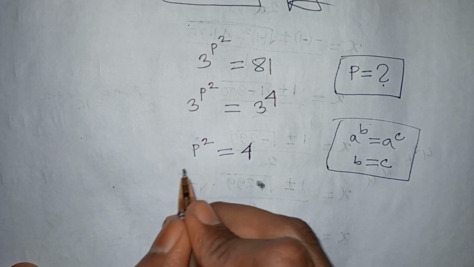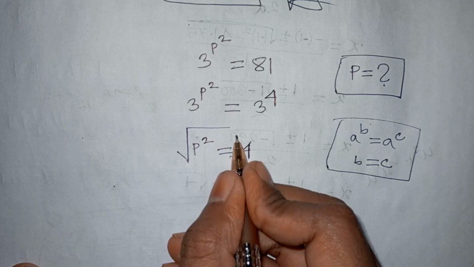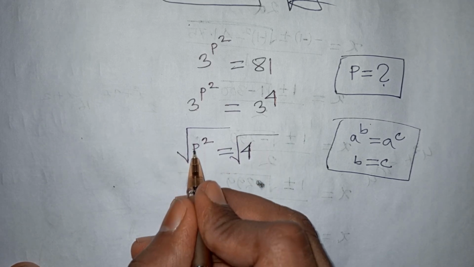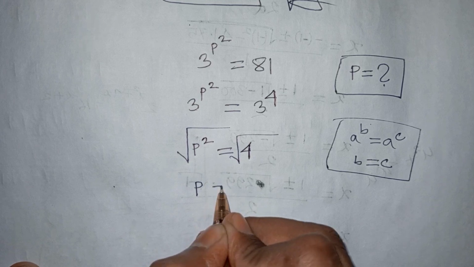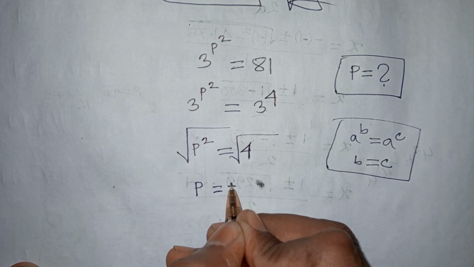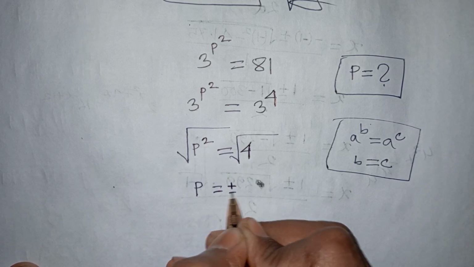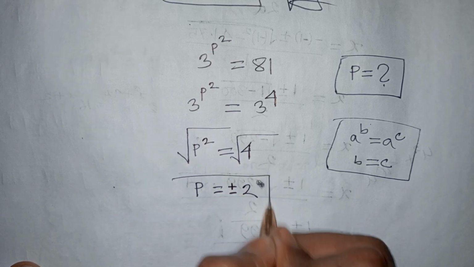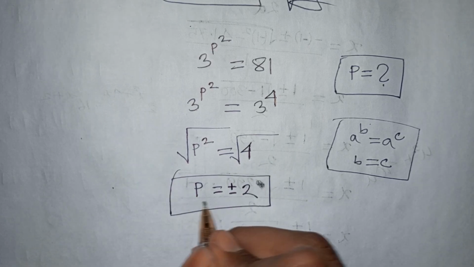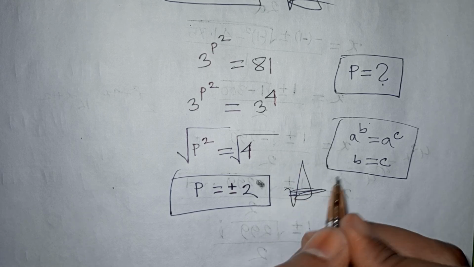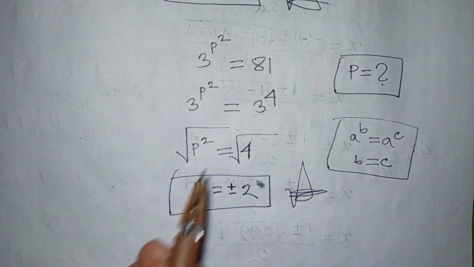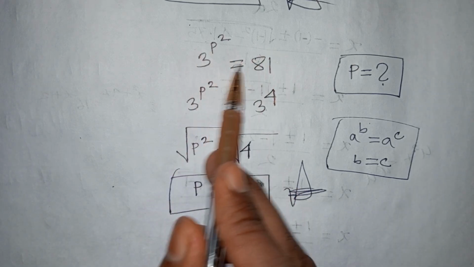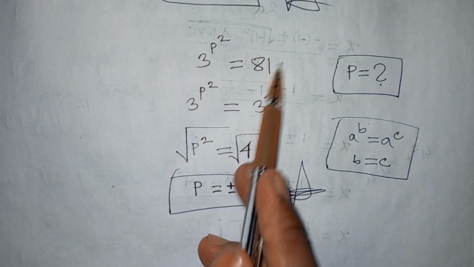Now we need the value of p, so we apply a square root on both sides. So this square root, this square will be cancelled. So here p is equal to plus or minus square root of 4, which is the same as 2. So plus or minus 2, this is the value of p. So this is our final answer of this equation.